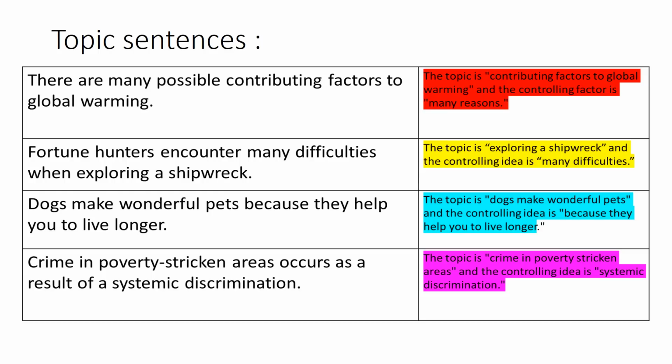Okay, so you can look at that. Crime in poverty stricken areas occurs as a result of a systematic discrimination. So the topic is crime in poverty-stricken areas, and the controlling idea is systematic discrimination. So systematic discrimination makes the examiner think about an interesting viewpoint that you have, and it also entices the examiner to read about your paragraph. So remember, crafting topic sentences is a good skill that you could learn over time.